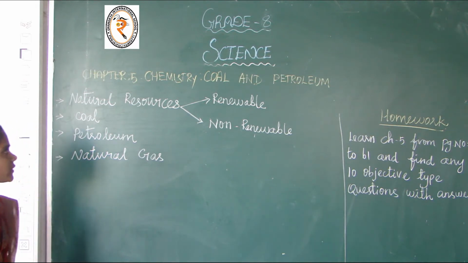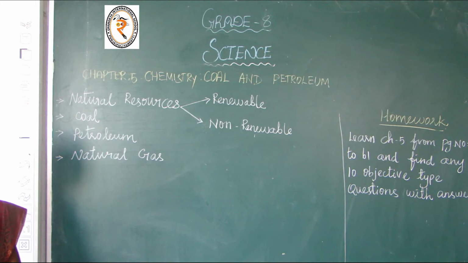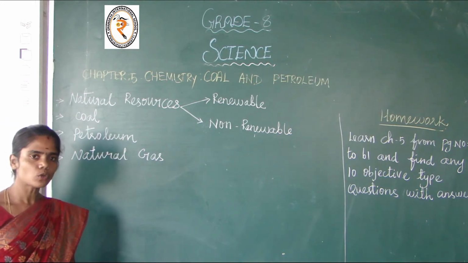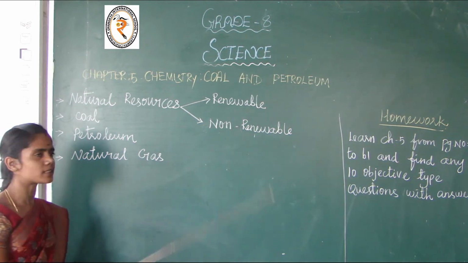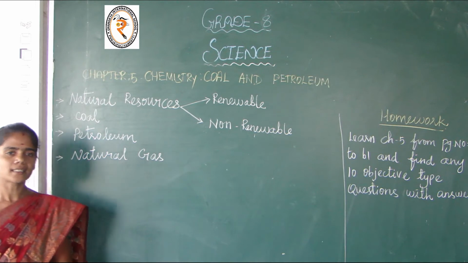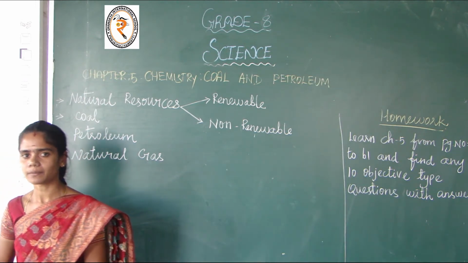In this chapter we will discuss these topics: natural resources, coal, petroleum and natural gas. In general, natural resources are categorized into two types: renewable resources and non-renewable resources. Let us see this chapter in detail. Children, come, let us see the chapter.